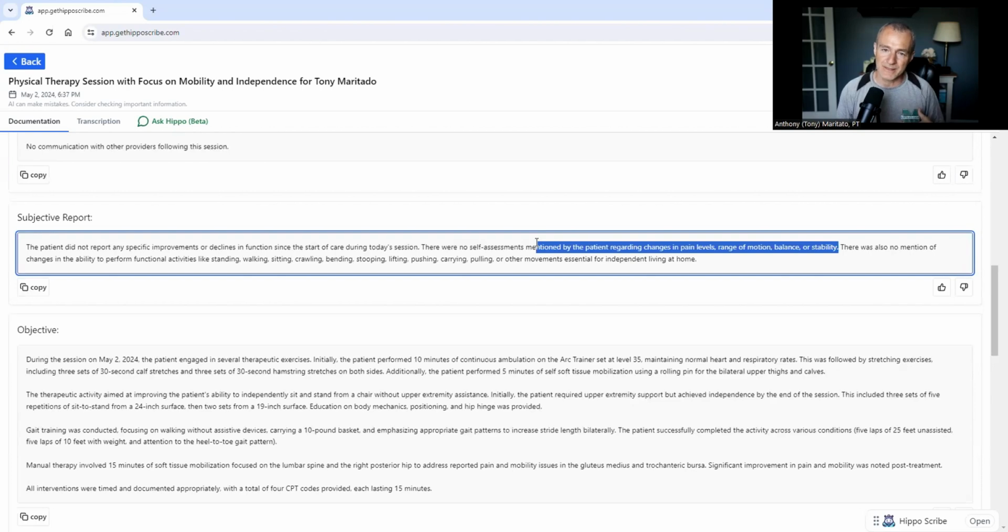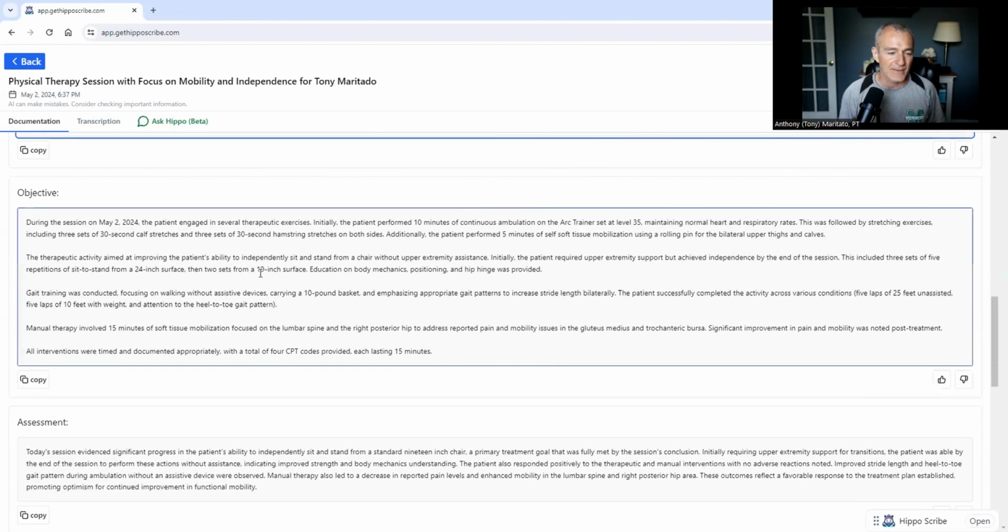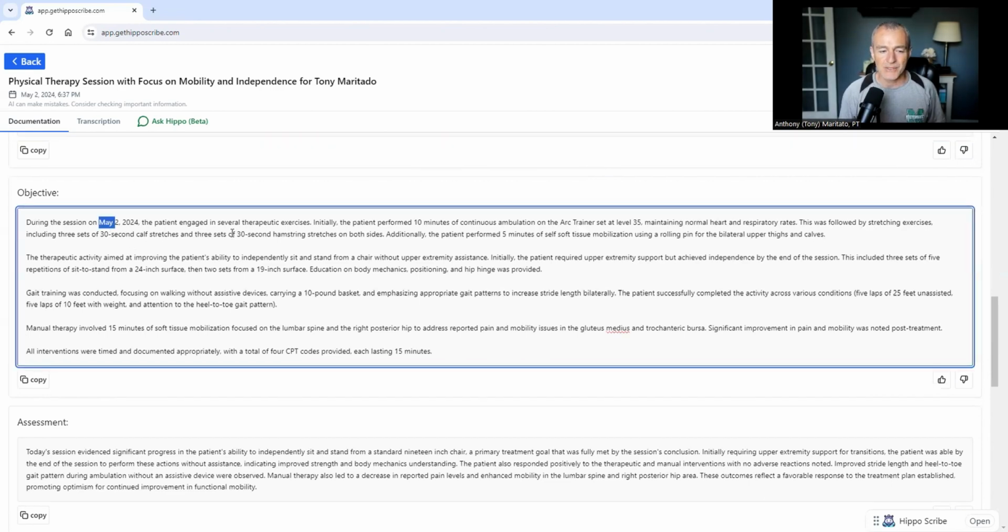Usually when the patient walks into my clinic, we say, how are you doing? What's different? What's getting better? What's getting worse? I didn't give the system any of that information. There was no mention of a change in the ability to perform functional activities like standing, walking, sitting, and so on. Okay. Objective. During today's session, May 2nd, patient engaged in several therapeutic exercises.